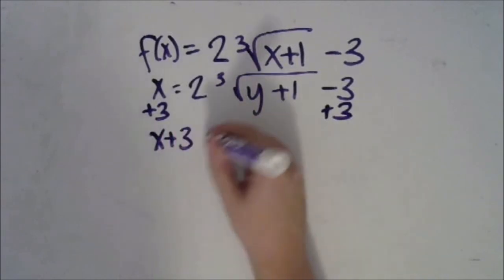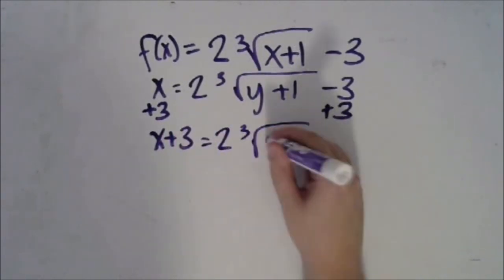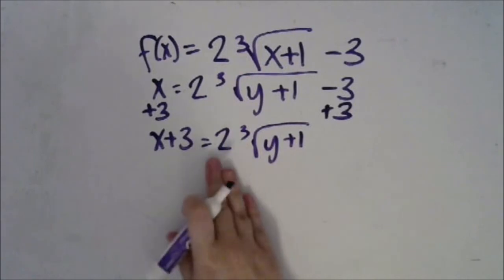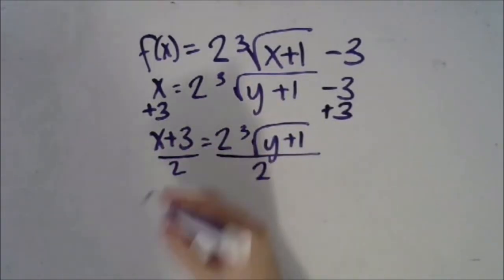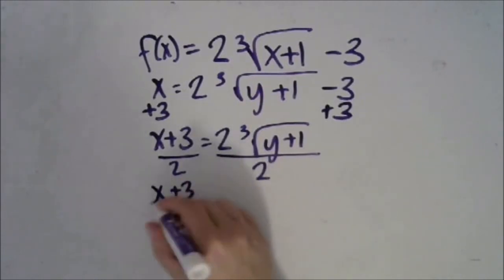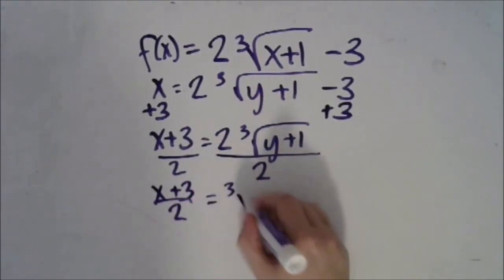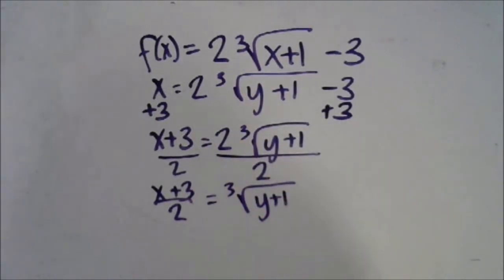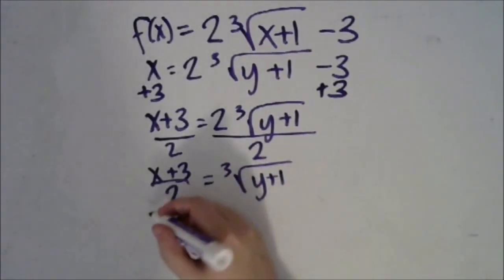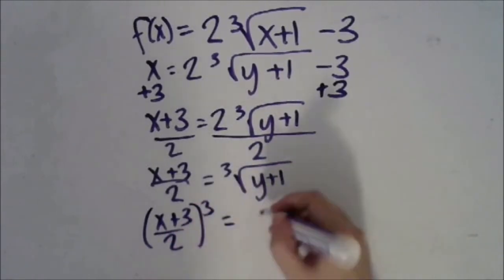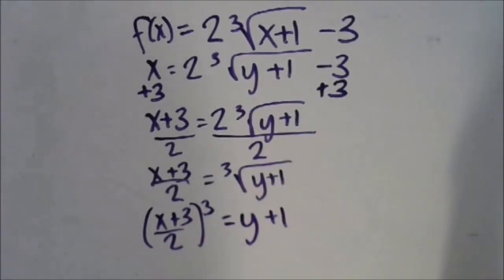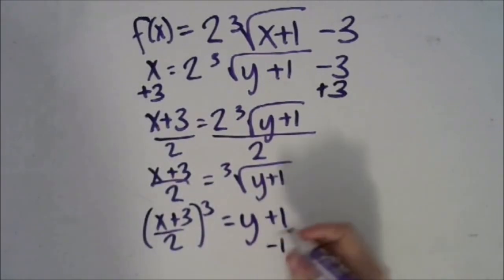X plus 3 equals 2 cube root of y plus 1. Now we want to divide as we work our way up the order of operations. X plus 3 over 2 equals the cube root of y plus 1. We're finally ready to deal with the exponent. So the opposite of a cube root is a cube power. We're going to cube both sides. It looks like this. And then the last step is to subtract 1.